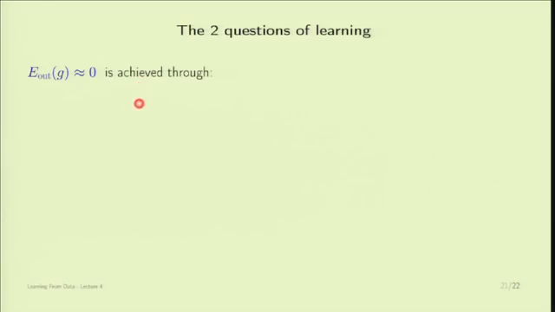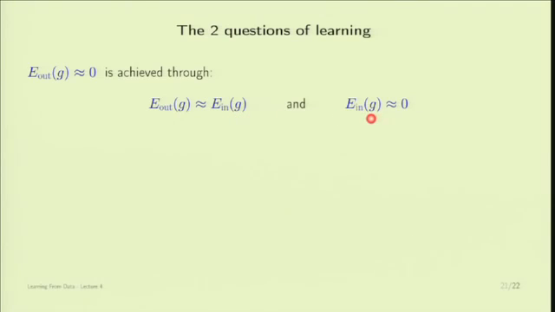So now we are going to achieve this through 2 conditions. The first condition is the one we developed using Hoeffding: E_in is close to E_out. The second condition is that E_in is small. You put them together and you have the learning. And you can see the difference between the 2. This is a theoretical result. This is a practical result.